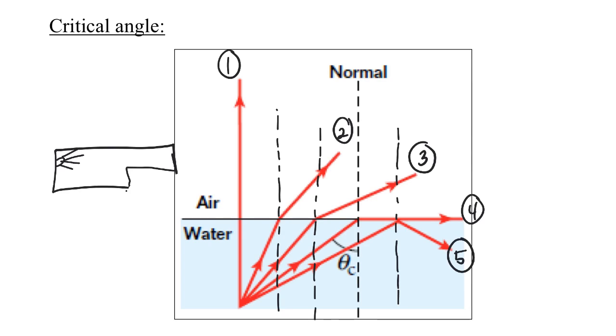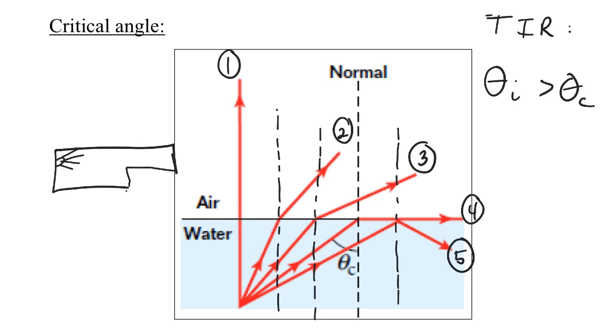Again, total internal reflection occurs when the incident angle is greater than or equal to the critical angle. And we'll talk about the critical angle in a minute, but let's just jot that concept down. Total internal reflection occurs when the incident angle is greater than, or equal to, what we define as the critical angle.